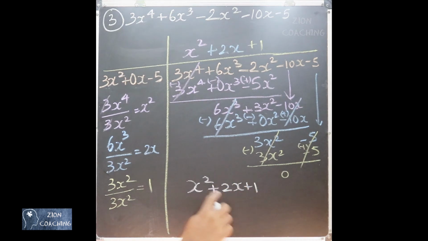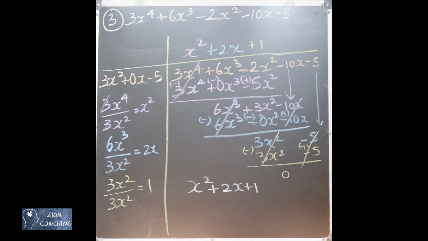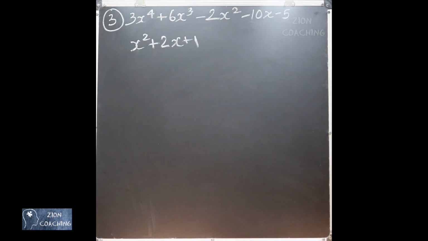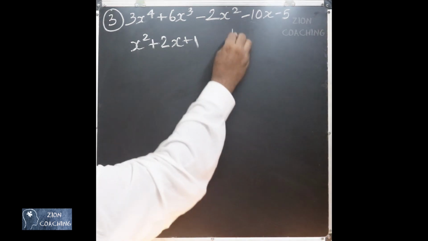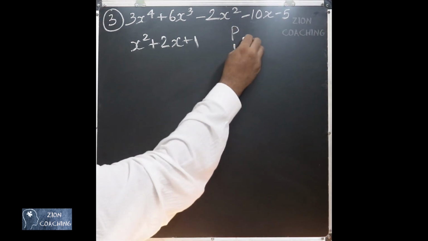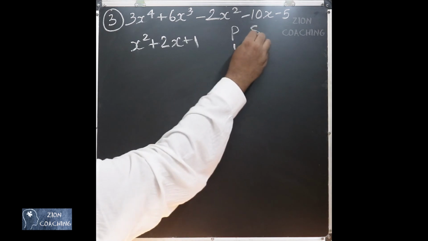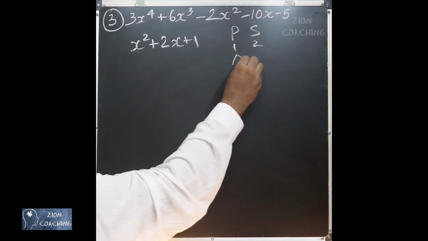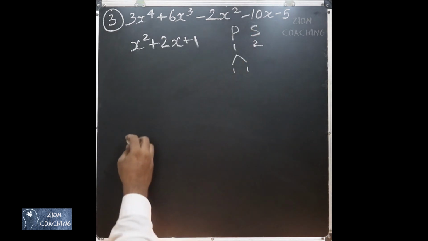By factorizing this, we are going to find the remaining two zeros. So we will factorize this polynomial. Now we got the other quadratic polynomial to be x squared plus 2x plus 1. By factorizing this polynomial, we are going to find the remaining two zeros. We can see that the product term is 1, sum term is 2. You know that 1 into 1 is 1, 1 plus 1 is 2.